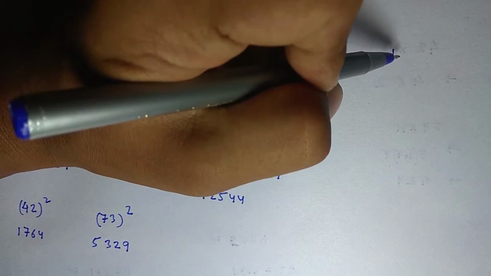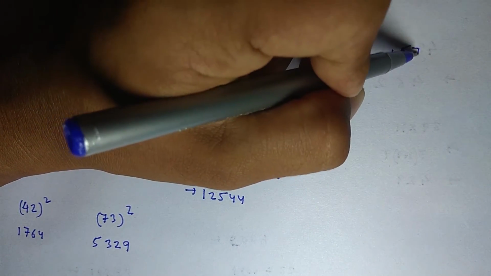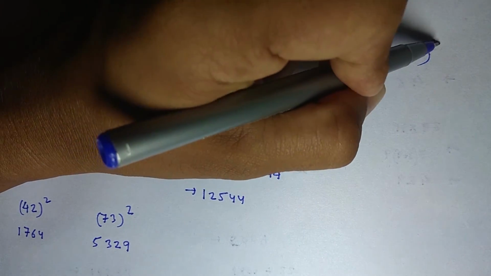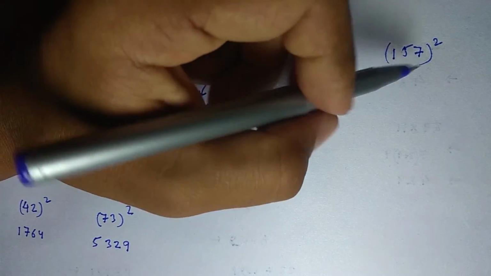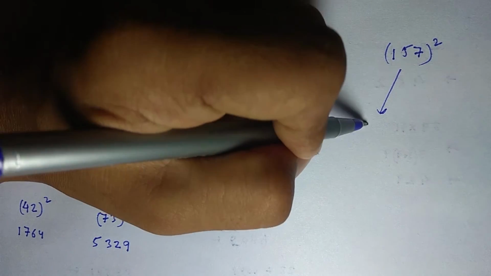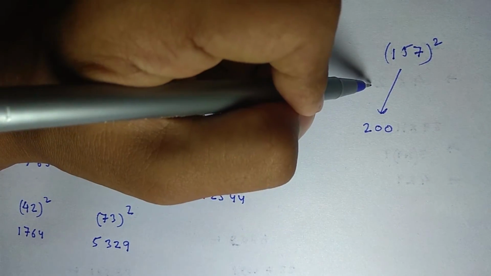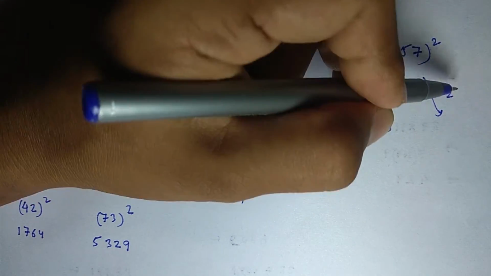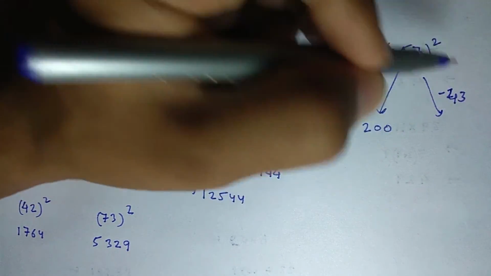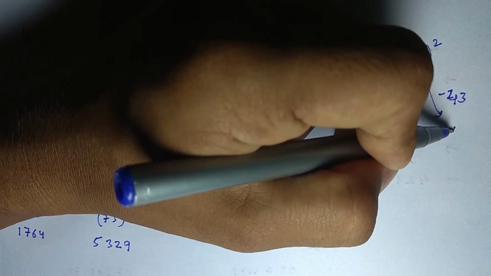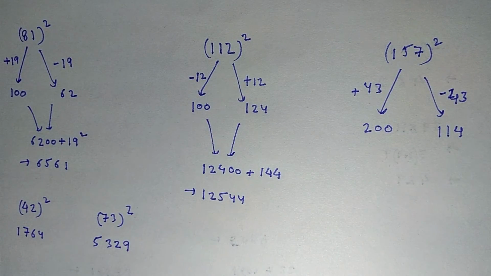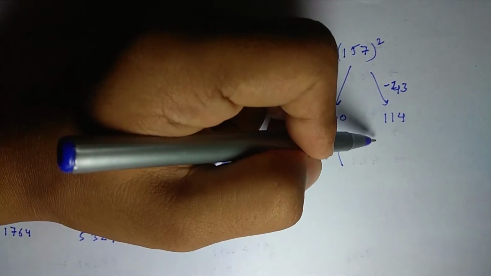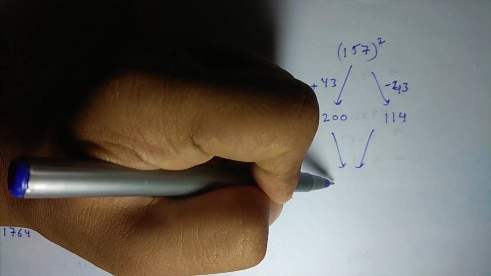Let's get to some difficult ones. Let's say 157 squared. 157, now you can take it to 150, or you can add 3 and get to 160, but in 3-digit numbers it's easier if you take them to numbers with two zeros, that is 100 or 200 in this case. I will add 43 to it and go to 200, and minus 43 would be 114.